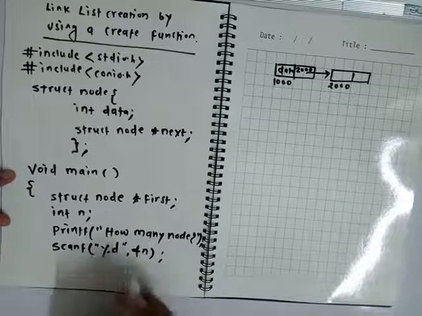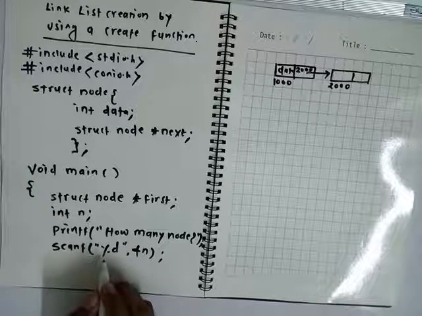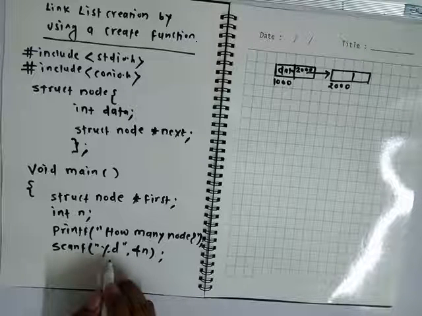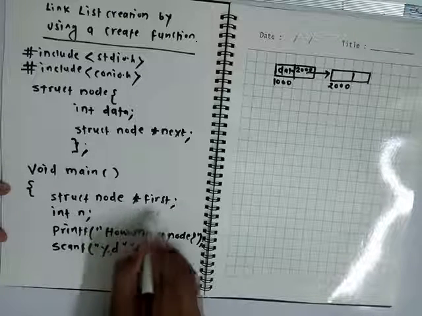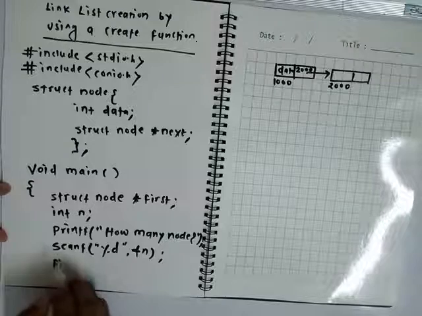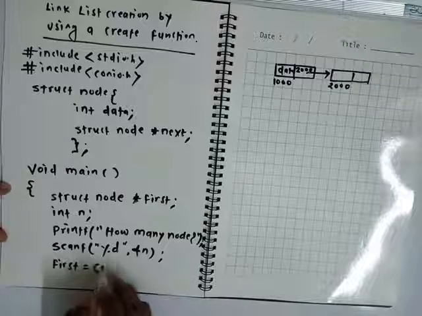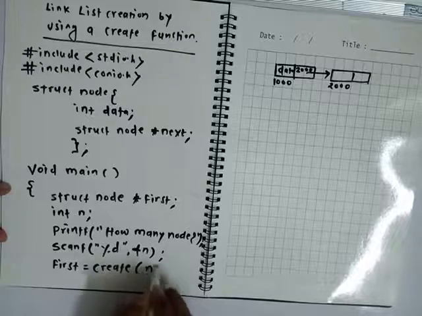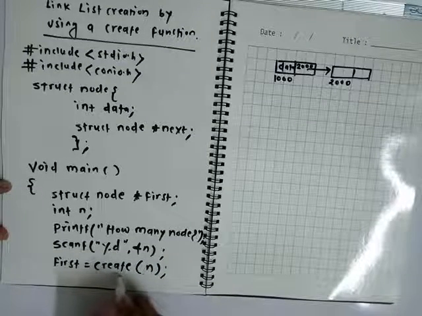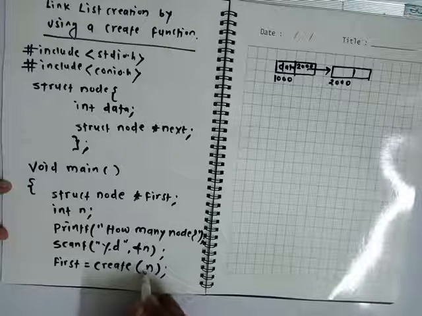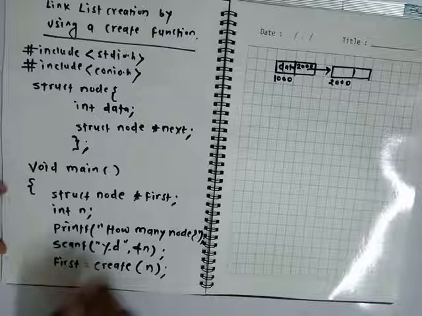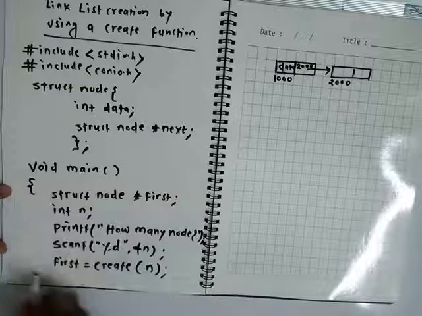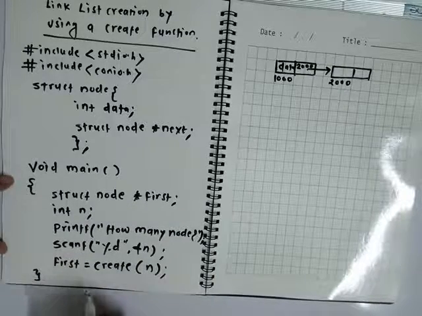Now I'll call a create function and ask the create function to create the linked list containing n nodes for me and return the address of the first node of that linked list created, and I'll store that address in the first pointer. So here is what I'll do: first is equal to create(n). So I'm asking this create function to create a linked list containing n nodes and return me the address of the first node of that linked list, and I store that address in the first pointer which I have already declared here. So that's it in the main function.